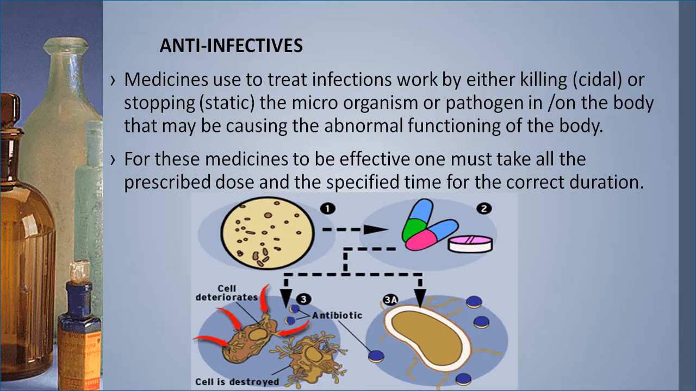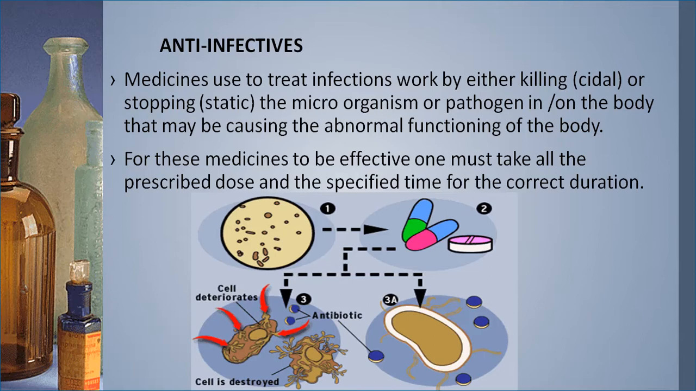Now, if you see the diagram from 1, that's where the infection is. And when the infection has come, we come to 2, where the patient has taken the medicine. Now, when you take the medicine, there are 2 main categories of the germs. We have 3 and 3A. The 3 is the correct medicine, all right? So once we give the correct medicine to the patient, the antibiotic causes cell deterioration in the germs, and it kills the germs. You can see the cell is destroyed. However, assuming you take the antibiotic for the wrong organism, nothing will happen. So this is very important we understand.